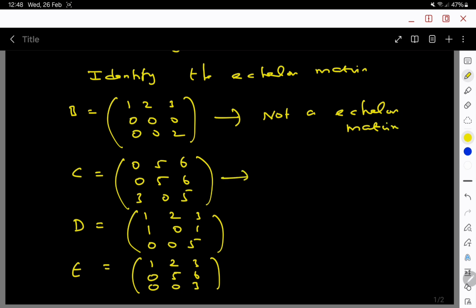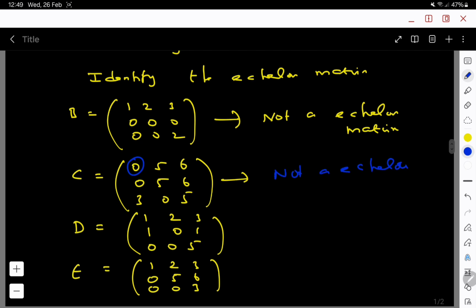And the second one, the element 0 is the leading entry in the first row. So this is not correct. All leading entries are always non-zero in every row. Here 0 is a leading entry in the first row, so it is not an echelon matrix.